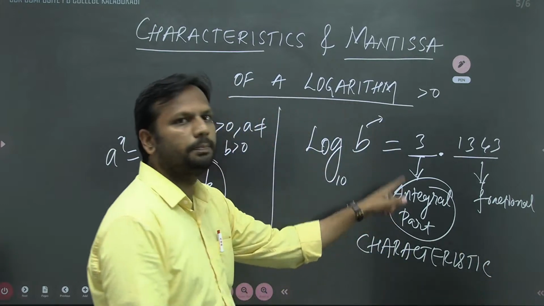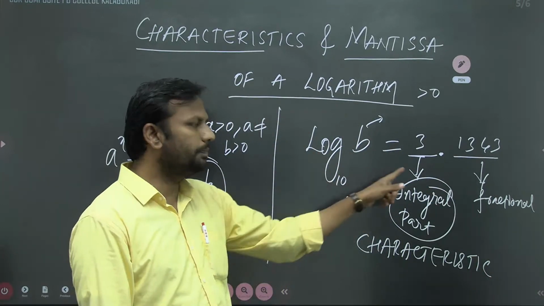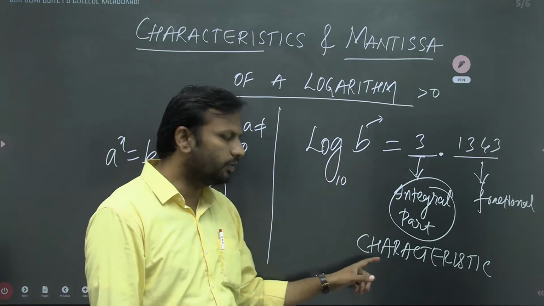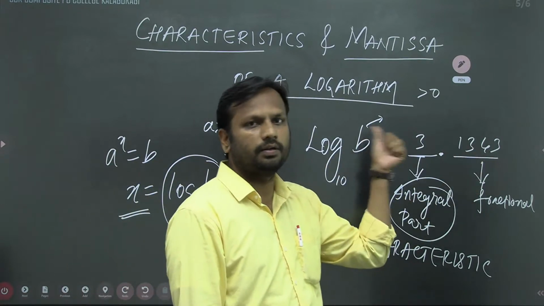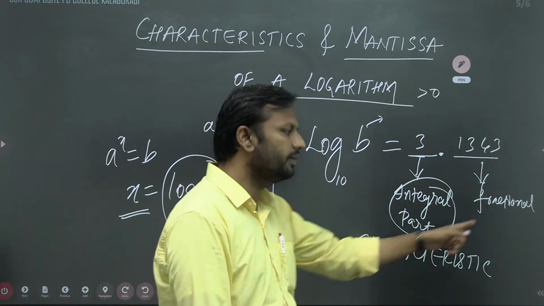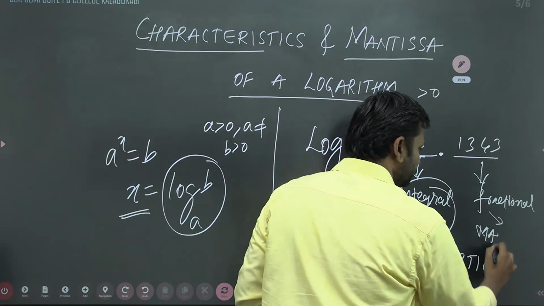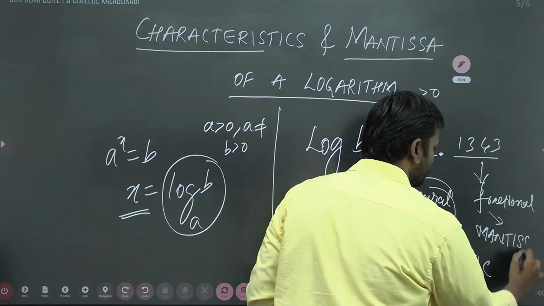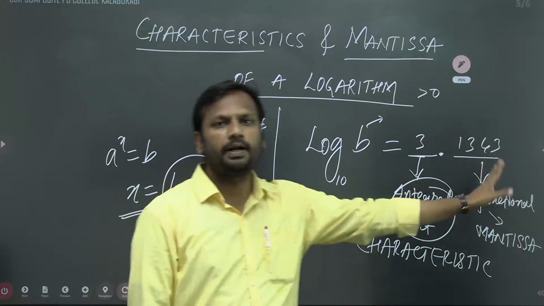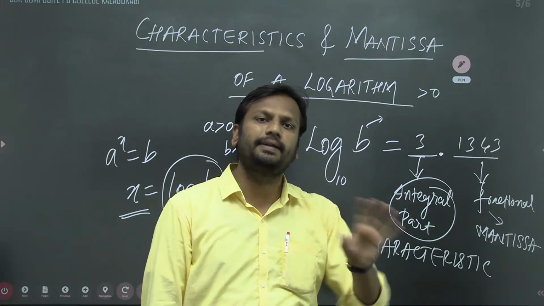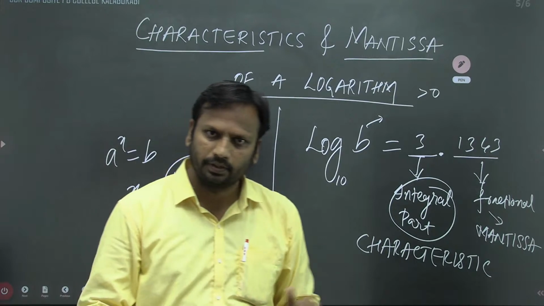So this integral part of the log value is nothing but the characteristic part, and the decimal part of the log answer is what we call the Mantissa part. The decimal or fractional part we say as Mantissa, and the integral part we say as characteristic. Got it?